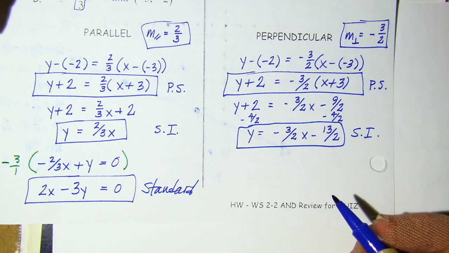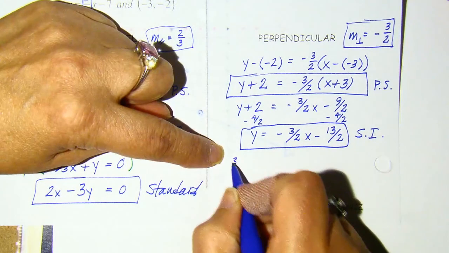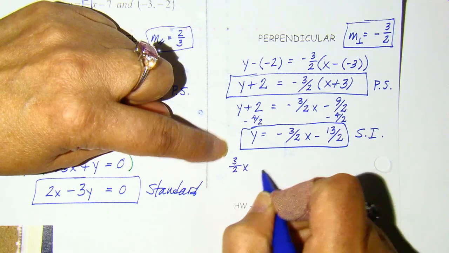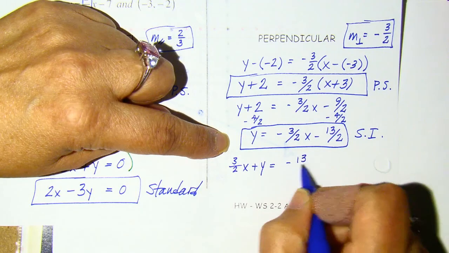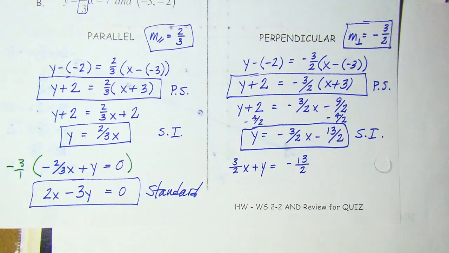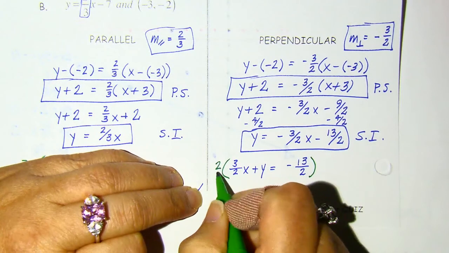All right, last type. Standard form. Take the x to the other side. That's going to become +3/2 x plus y equals -13/2. I'm not finished yet because I have an icky fraction there. So I want to get rid of the 2 in the denominator. So multiply this whole thing by 2, or 2 over 1.